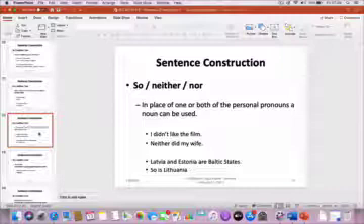If you want to replace one or both of the personal pronouns, a noun can be used. Okay. I didn't like the film. Neither did my wife. In this case, I'm replacing with my wife. Latvia and Estonia are Baltic states. So is Lithuania. Again, confirming that Lithuania is one of the Baltic states using a noun.